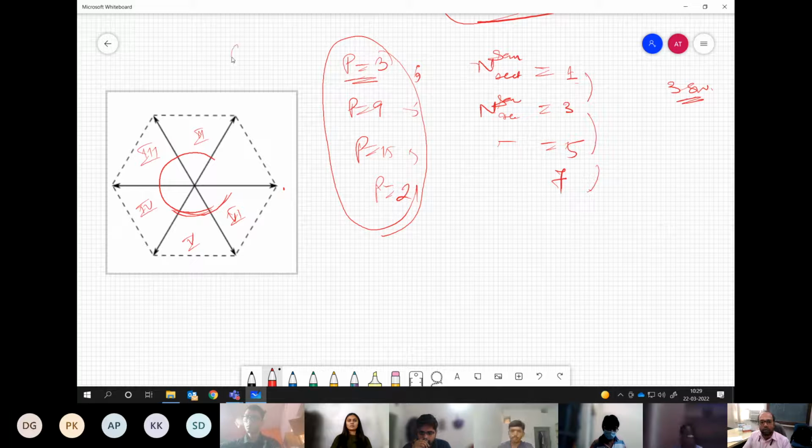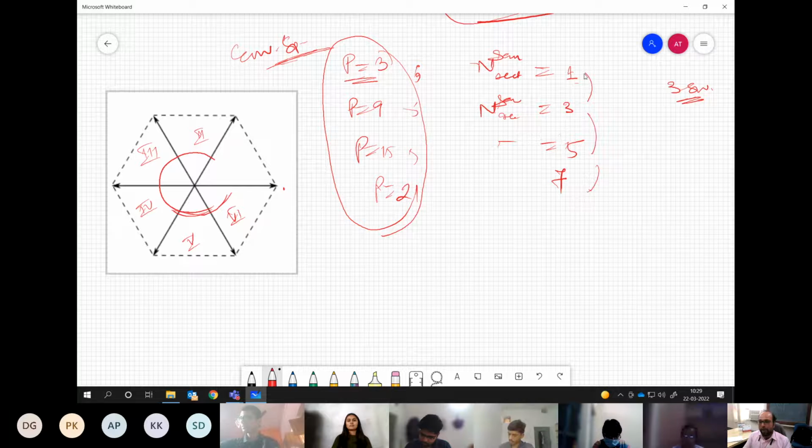This is for conventional space vector PWM, and I'm again emphasizing this point. Tomorrow we will see if we have some other space vector PWM, how this can be different. It's not necessary for all space vector PWM techniques. This is true for only conventional space vector PWM.